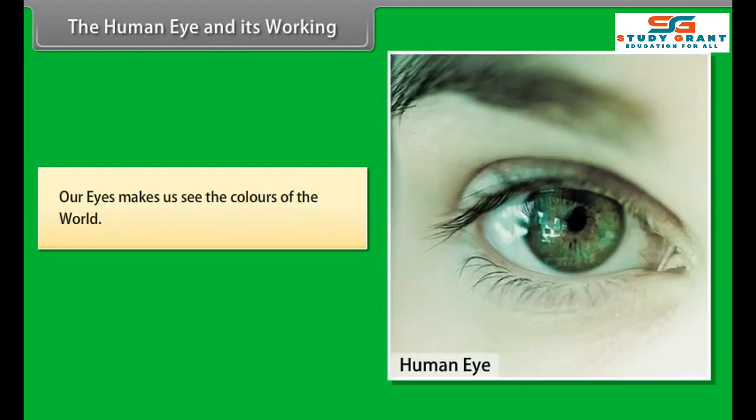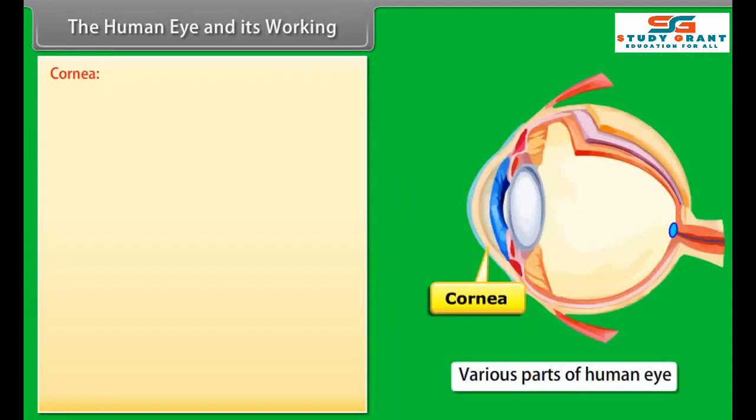The human eye and its working. Our eyes make us see the colors of the world. The human eye has a crystalline lens and it works like a camera. Various parts of the eye along with their functions are: Cornea.